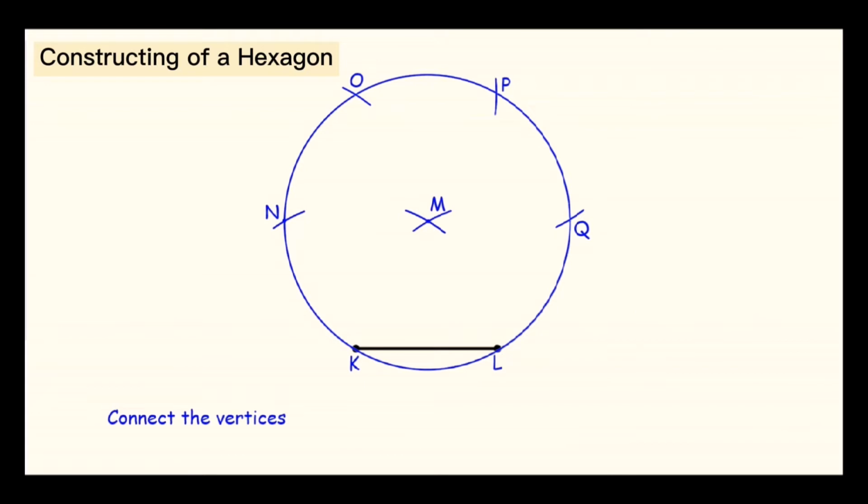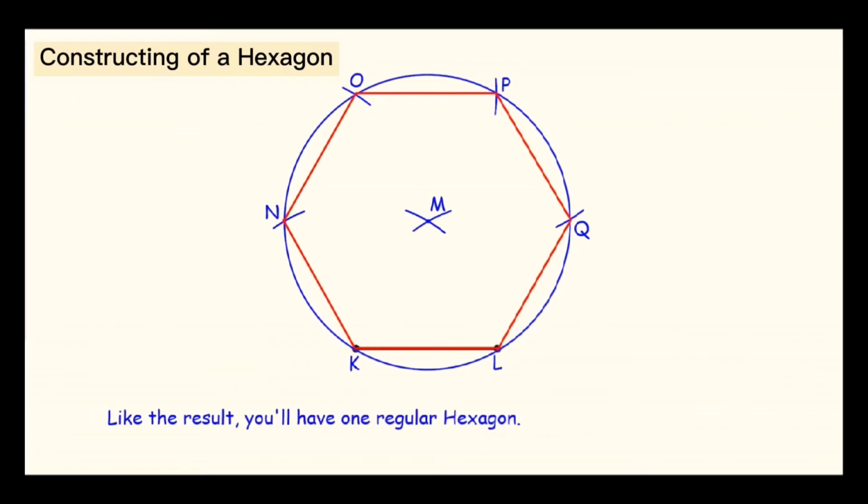Connect the vertices. Connect point K to point L, from point L to point Q, and point Q to point P, from point P to point O, and from point O to point N, and from point N to point K. As a result, you'll have one regular hexagon.